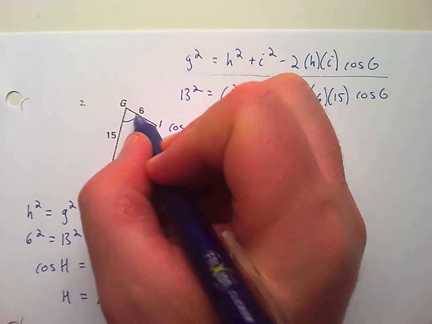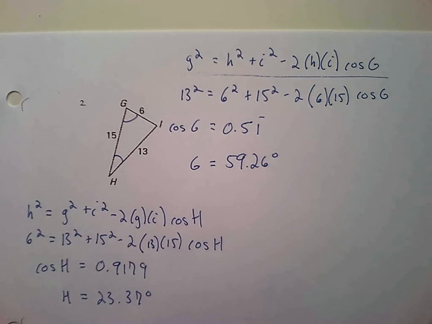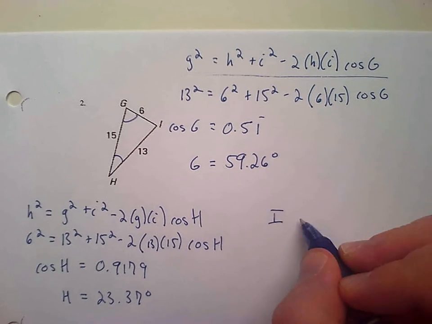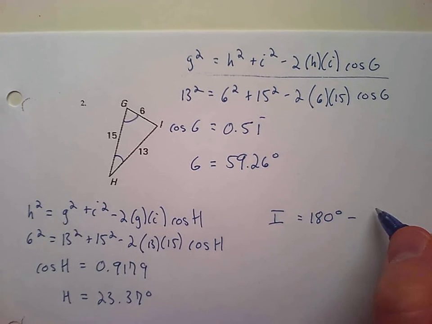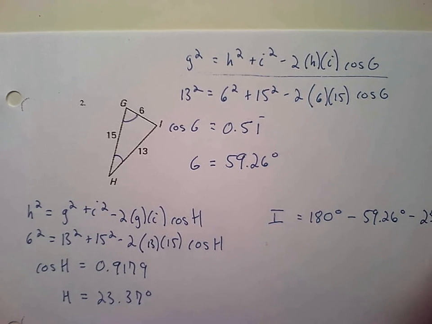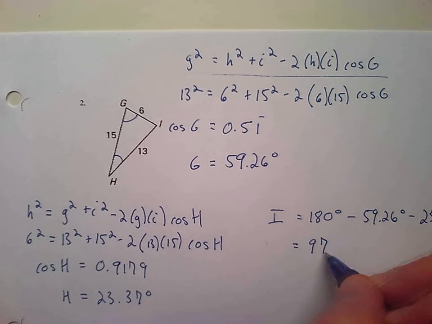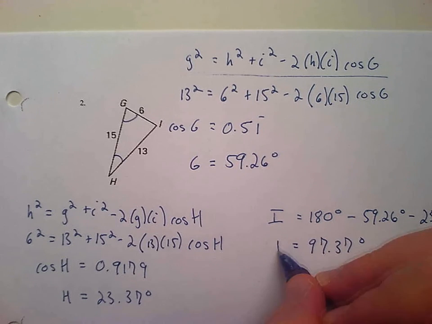So now we found both g and h. In order to find angle I, we can see that this is going to be 180 degrees minus g, which is 59.26 degrees, minus h, which is 23.37 degrees. So I is going to come out to 97.37 degrees.